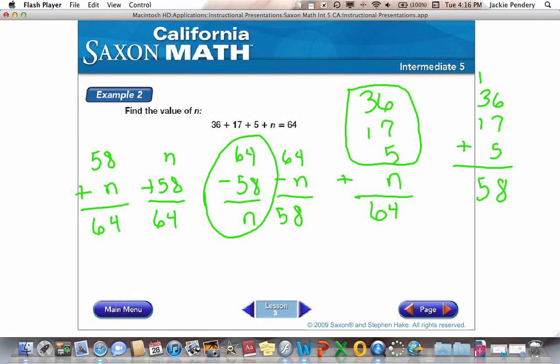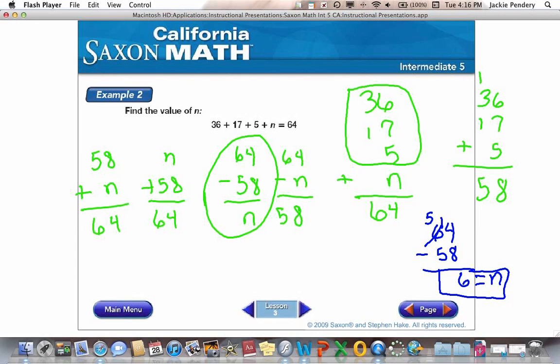Okay, so now I can solve it. 64 minus 58 equals... 4 minus 8, I can't do, I have to borrow. 6 becomes a 5, 4 becomes 14. 14 minus 8 is 6. 5 minus 5 is 0. So n equals 6.